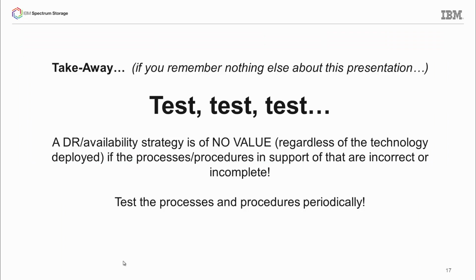The biggest takeaway from this presentation is please test your DR solution. No matter which solution you choose, test it, and test it again. This DR strategy is going to be of no value if the process or procedures that you've put into place are incorrect or incomplete. So by doing a DR test, you'll be able to rest assured that if something happens to your IT center, not only would you be able to restore your Spectrum Protect server, but also all of your production servers that Spectrum Protect is protecting.